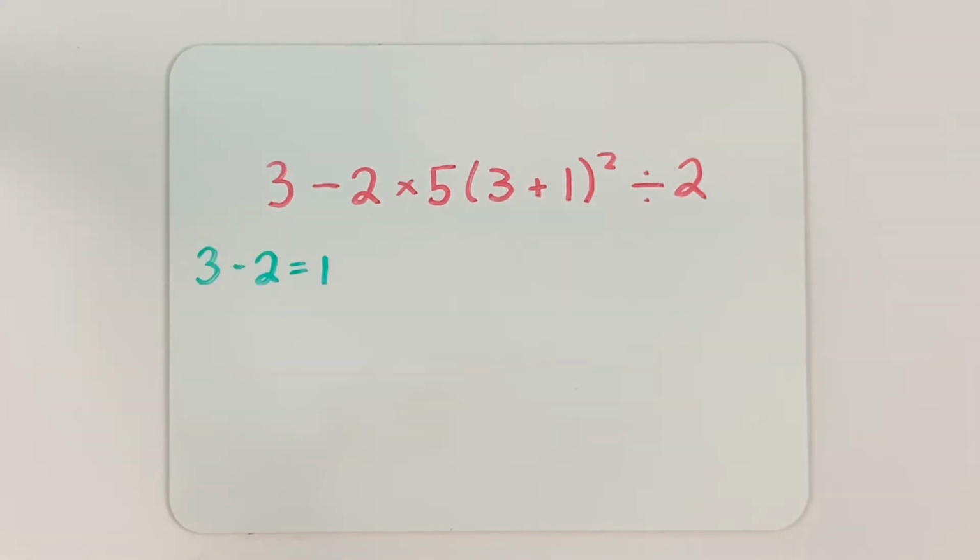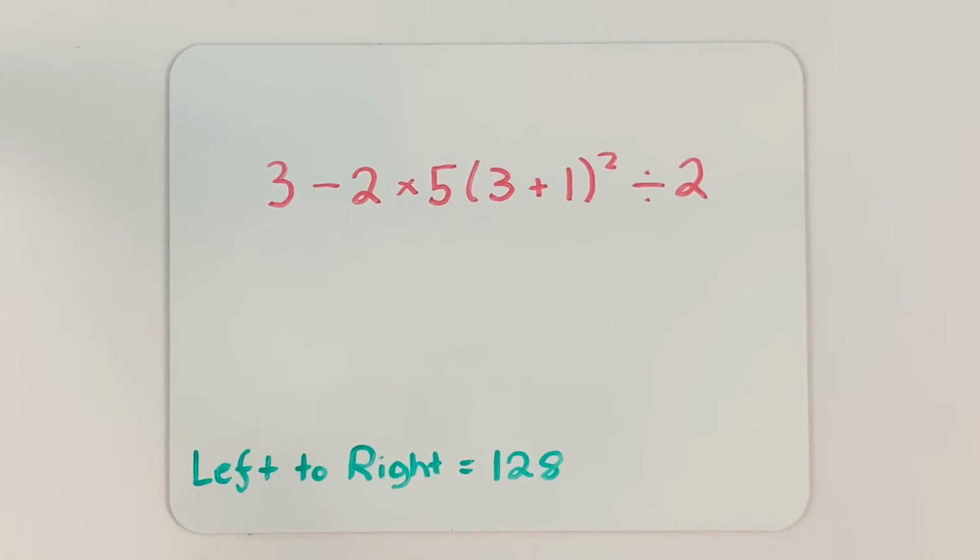3 minus 2 is 1, times 5 is 5, times 3 is 15, plus 1 is 16, 16 squared is 256, and divided by 2 is 128. So when we work from left to right, our answer was 128. Okay, now let's try working from right to left, just to make sure that we have the same answer.